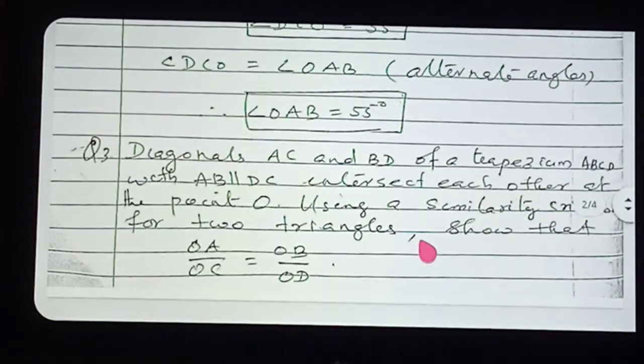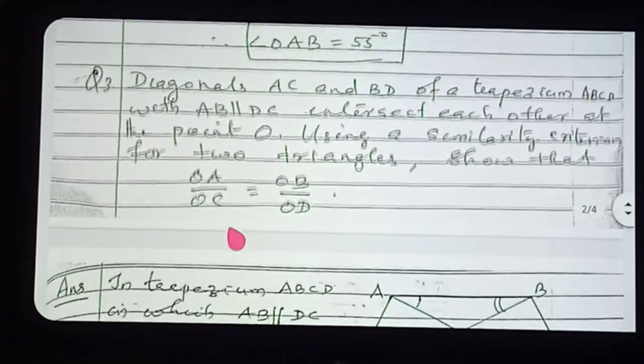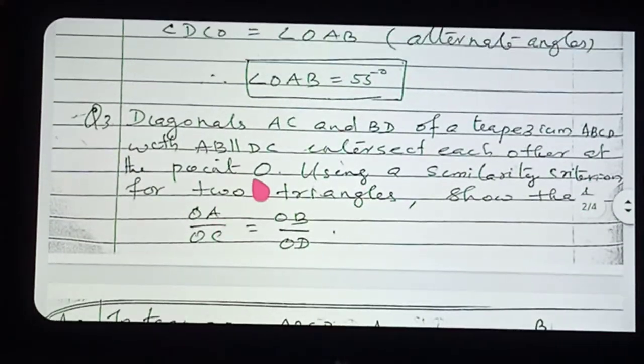Now move to the next question. Question number 3. Right, if you know how to apply theorems, applications, all the riders are easy for you.